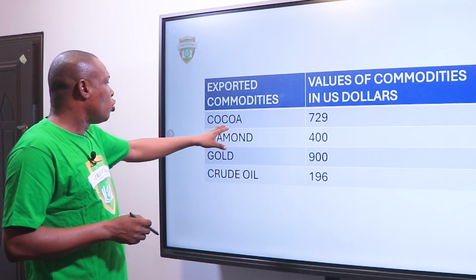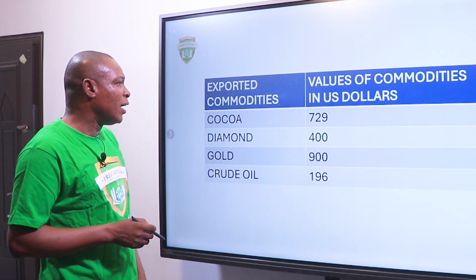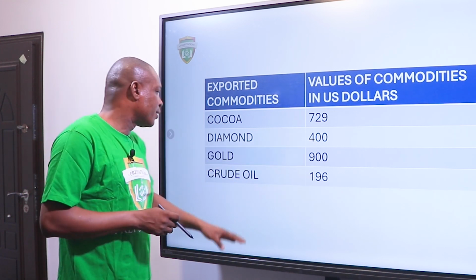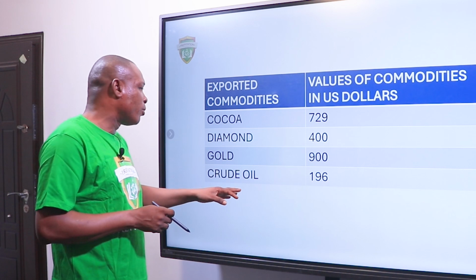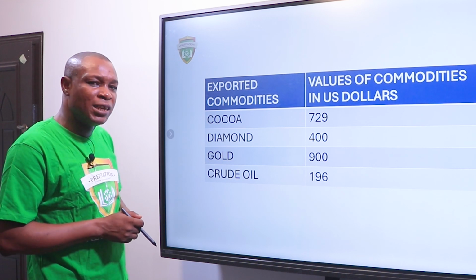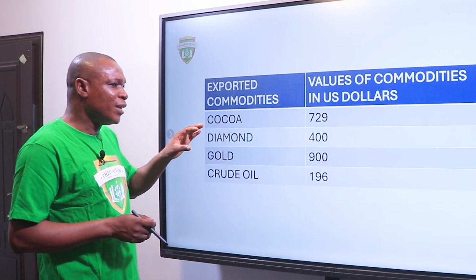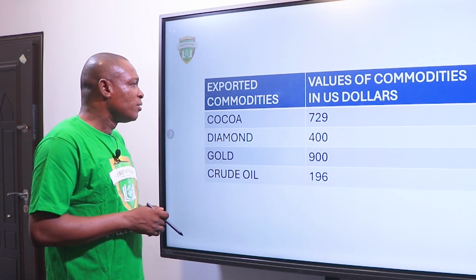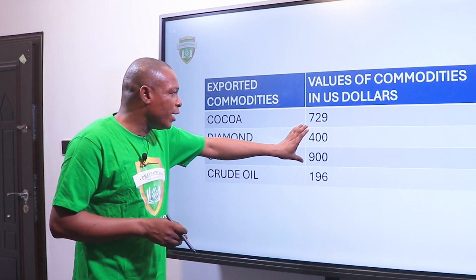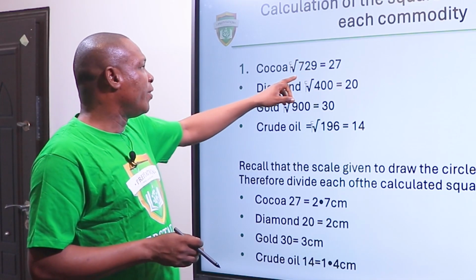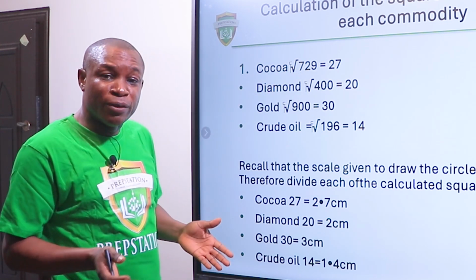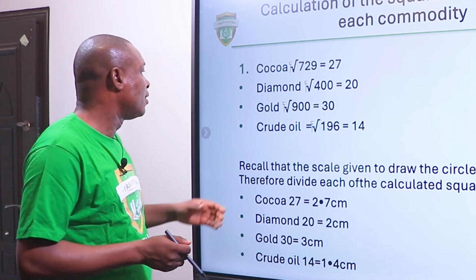From the table, we've seen cocoa with the value in dollars as 729, diamond 400, gold 900, and crude oil 196 US dollars as given in that table. So we have to use the square root. So we have to convert these figures using square root. So the square root of each of these figures: 729, the square root is 27. Use your normal mathematical skill.